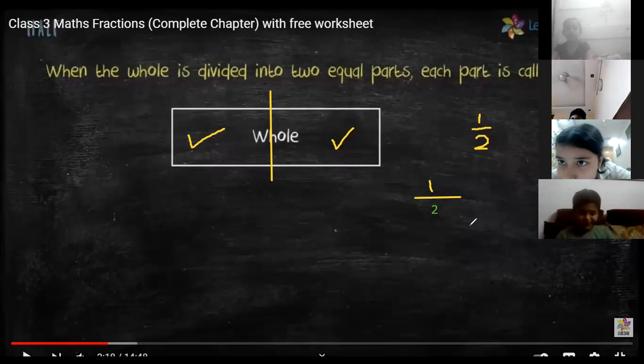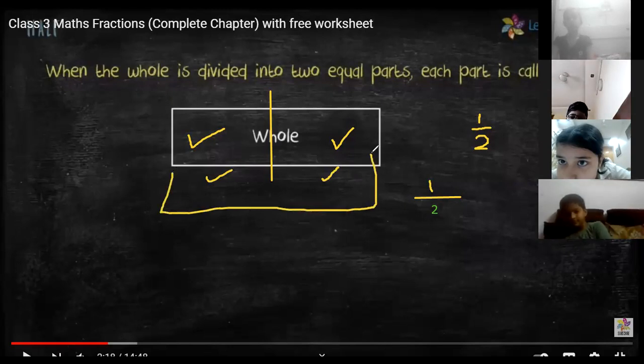It means I have divided the thing into half. Suppose ma'am is asking about the half. So it means I have divided the whole figure into half. So how many halves am I going to require to make a whole? Ma'am, 2 halves make a whole. Exactly. So it means we are required this half and this half to make a complete whole.